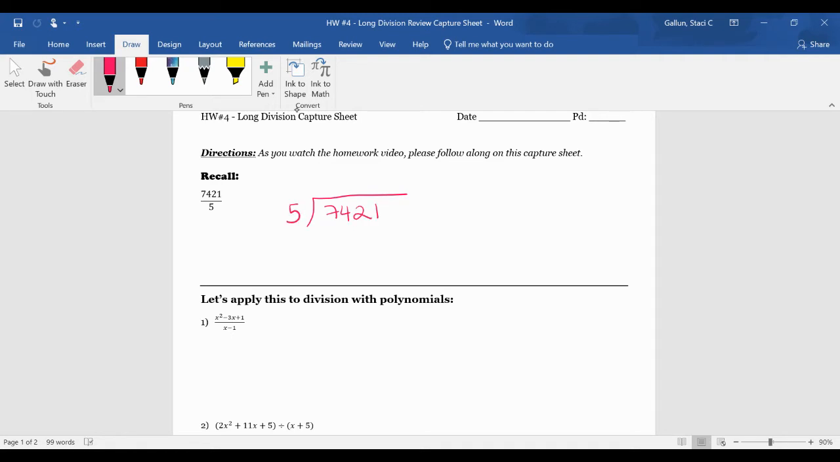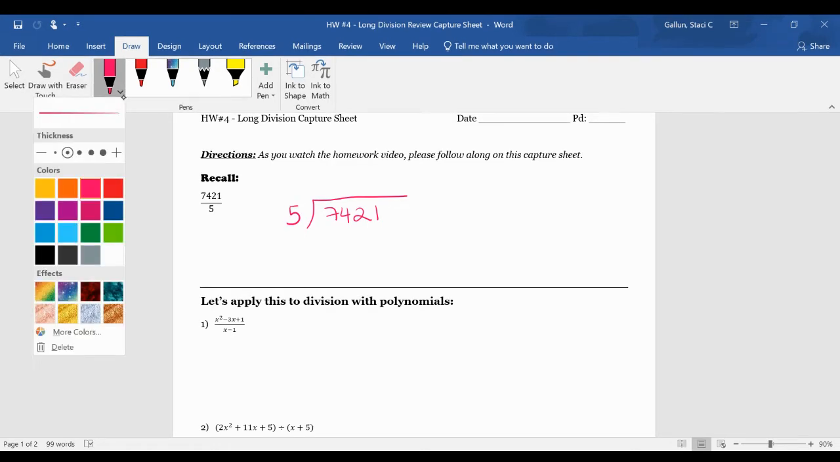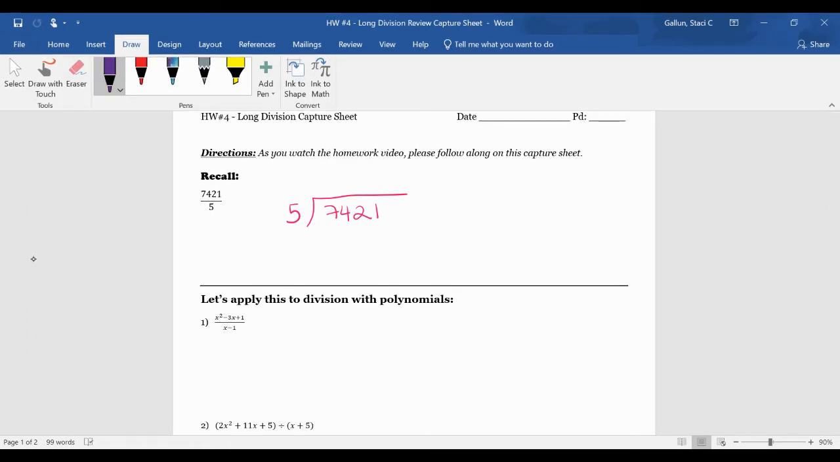Hopefully you remember that one of the first things you do is figure out how many times 5 goes into 7. So really what you're saying is 5 times what gives me 7? It's not a nice number in this case, so 5 goes into 7 one time. Let's see where that gets us. 1 times 5 gives me 5. Then we're going to subtract. 7 minus 5 is 2, and bring down the 4. I did not give myself enough room, but that's okay. So now we do it again.